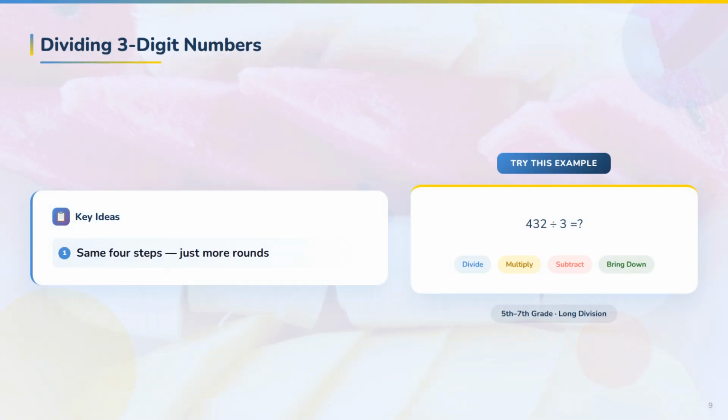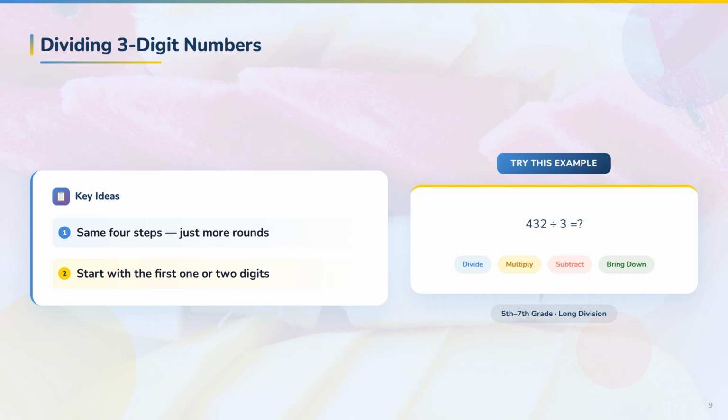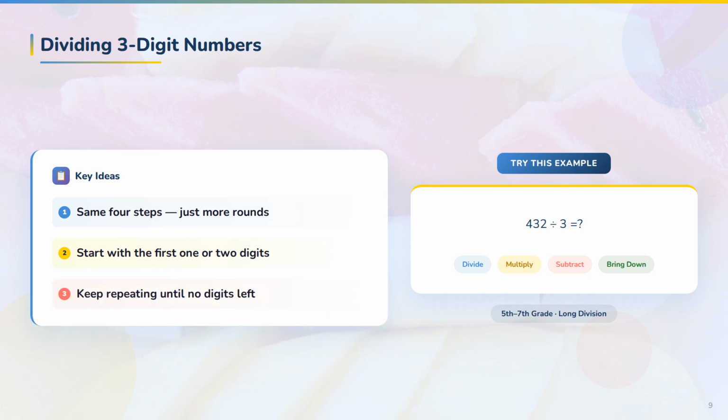With 3-digit numbers, the process is exactly the same. We just repeat our 4 steps more times. You start by looking at the first digit of the dividend and ask if the divisor goes into it. If it doesn't go in, you look at the first 2 digits together. Then you divide, multiply, subtract, bring down, and repeat. It sounds like a lot, but once you get the rhythm, it feels like a routine.